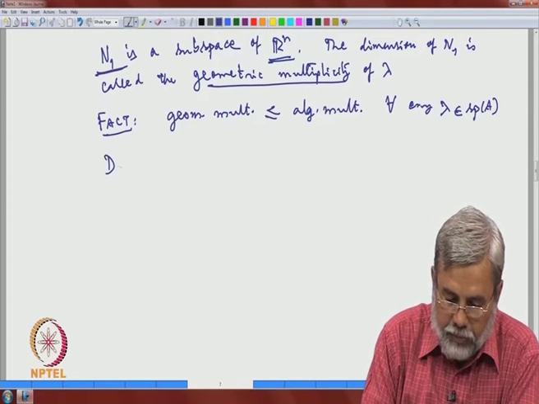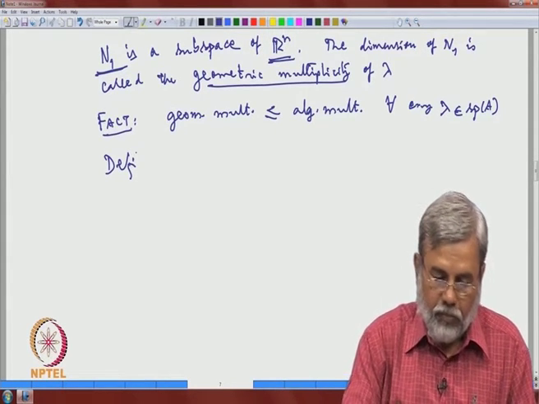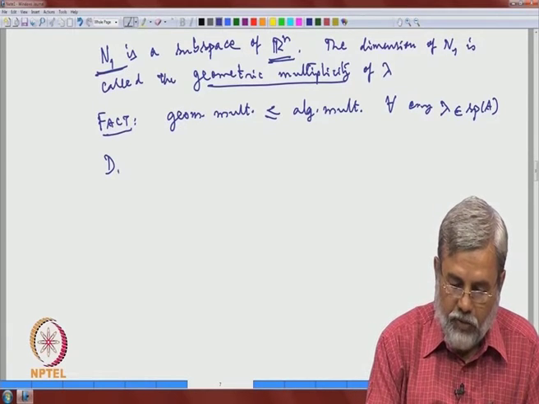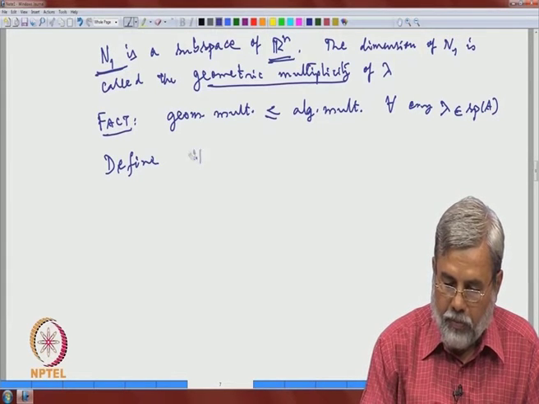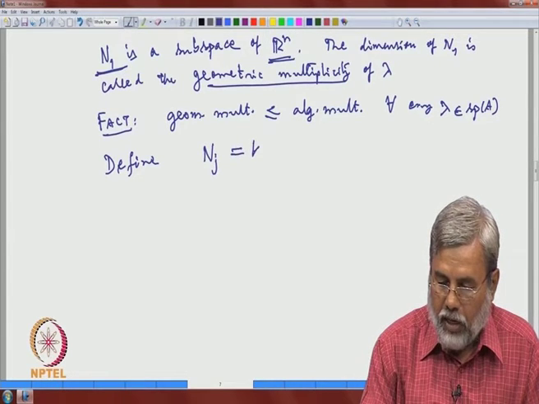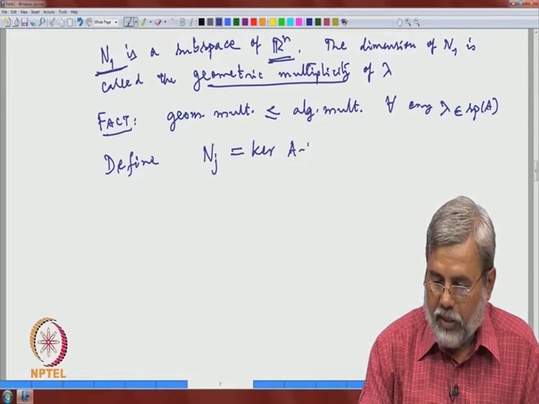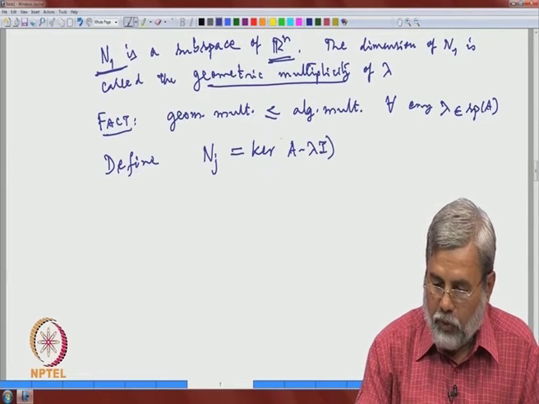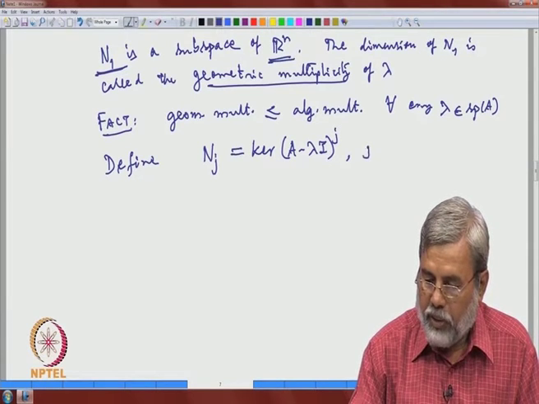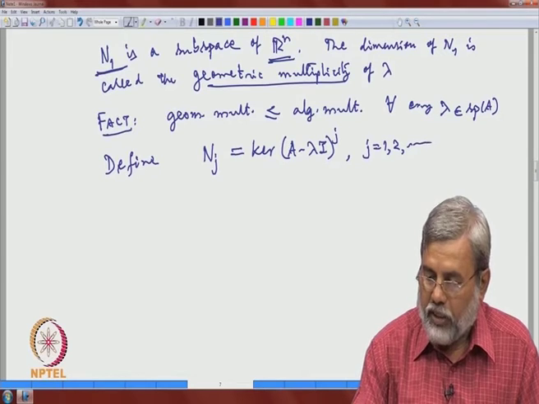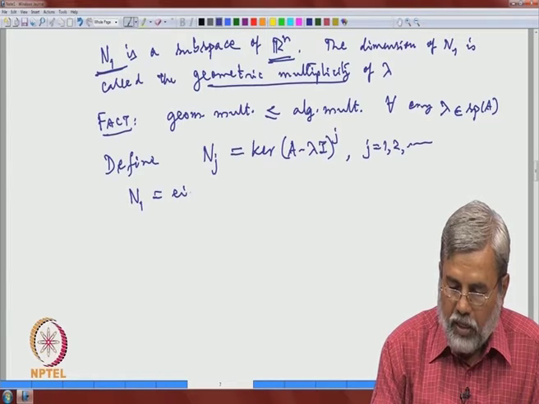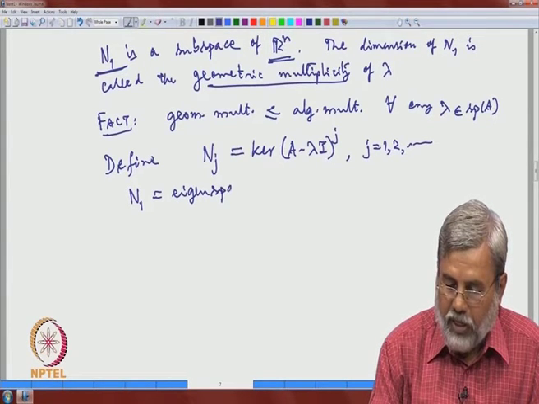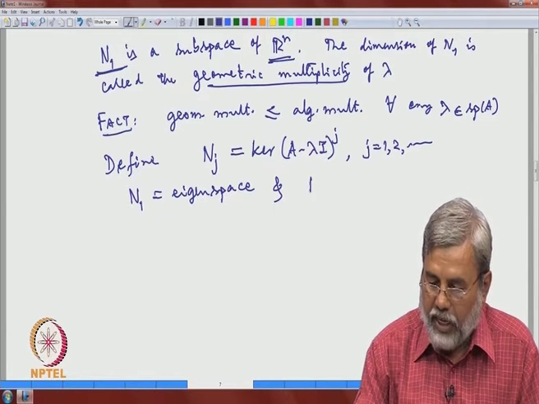Now define, in general, N_j as the kernel of (A minus lambda I) to the power j. Okay, so you do it for j equal to 1, 2, etc. Okay, so N1 is the eigenspace that we have defined, and we have this chain.